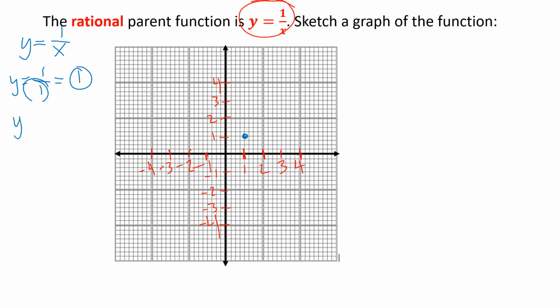Next, I'm going to plug in 2. 1 divided by 2. Well, 1 divided by 2 is just 1/2, so that's 0.5. So if I plug in a 2 for x, I get 0.5 for y. So I'm going to go over 2 on the x-axis, and then I'm only going to go halfway up to 1.